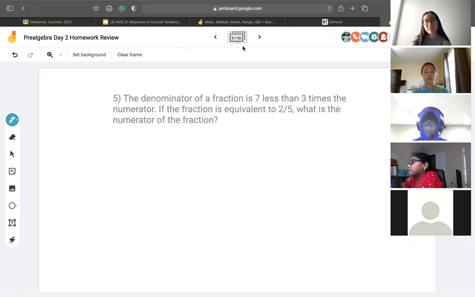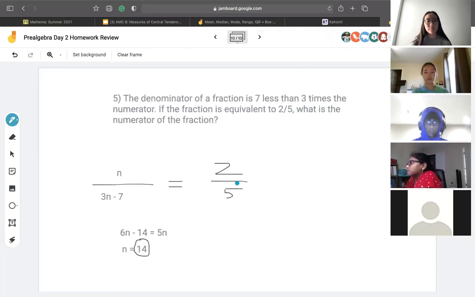Okay, so I see a lot of x is equal to 14, and the answer here is going to be x is equal to 14, right? So basically you set up a fraction, n over 3n minus 7 is going to be equal to 2/5, and then you can do something called cross multiplication, which will give you 5n.